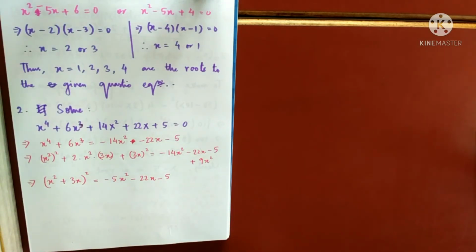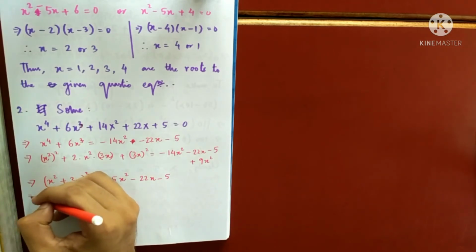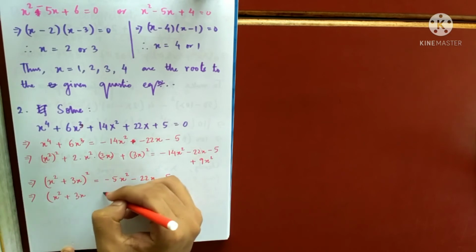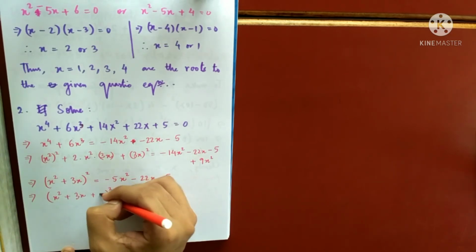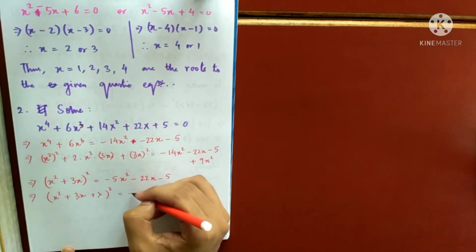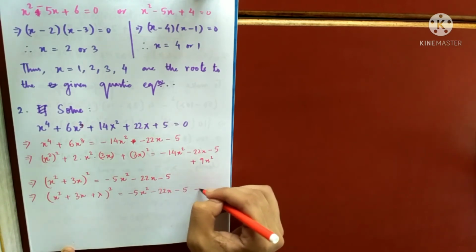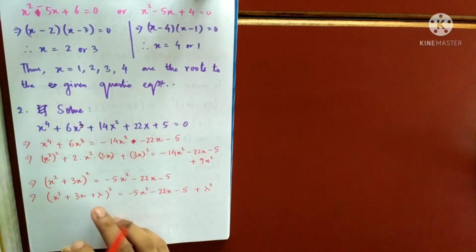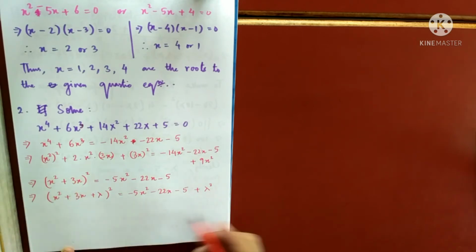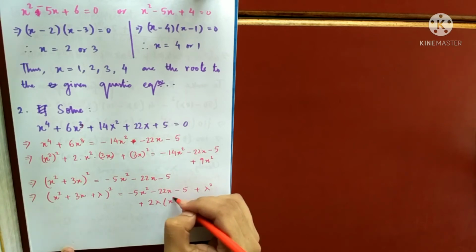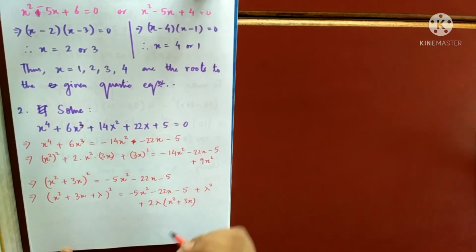Right? Okay. Now we'll add lambda. You know the rule. We'll add lambda here, x square plus 3x. We'll add some number lambda. And to balance this, I have to add lambda square here and 2ab. So plus 2 lambda into x square plus 3x.